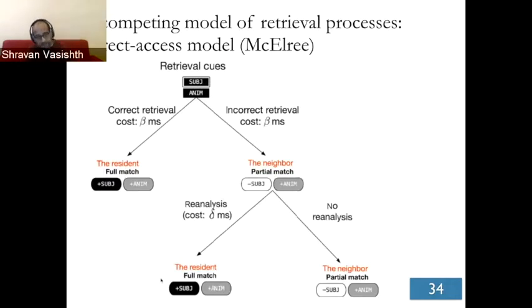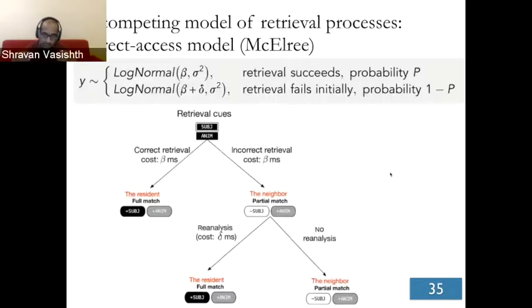Now, this process can be characterized as a finite mixture process. So you can think of the observed reading times that you see as probabilistically coming from one distribution, the success distribution, where you immediately retrieve the item successfully with some probability P, or you initially fail and then you spend some extra time, delta milliseconds, trying to retrieve the subject a second time. Okay, so this is the reanalysis step, and this would be with probability 1 minus p. So this basically describes a finite mixture process now.